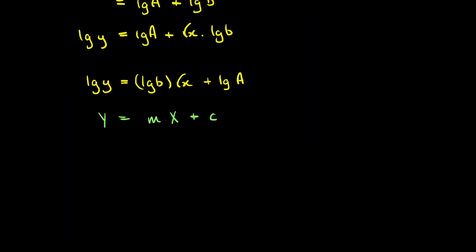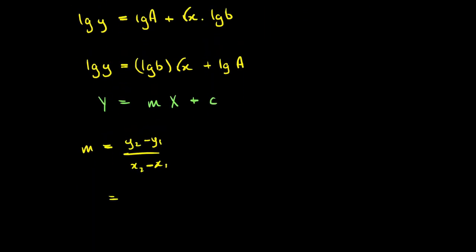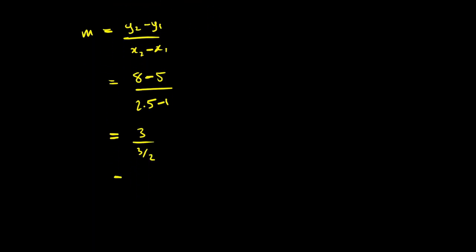Okay, so we're going to do that. The gradient m is y2 minus y1 over x2 minus x1. And that's going to be equal, as I said, to 8 minus 5 over 2.5 minus 1. 8 minus 5 is 3, and 2.5 minus 1 is 1.5, which is the same as 3 upon 2. So 3 divided by 3 upon 2 is just 2. So our gradient is 2.